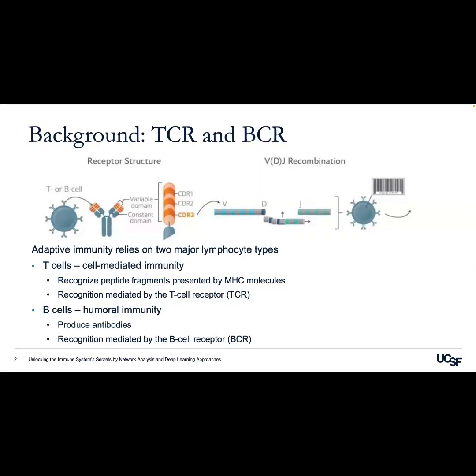The adaptive immune system relies heavily on the receptors on the T cells and the B cells, which we call TCR and BCR, standing for T cell receptor and B cell receptor. They both form extremely diverse repertoires. B cells are more closely related to antibodies.